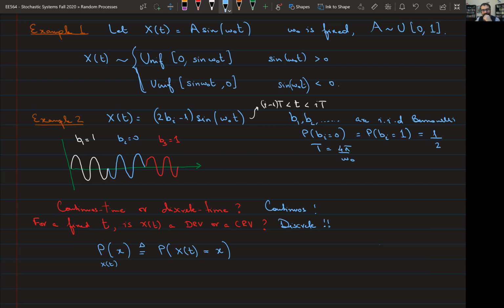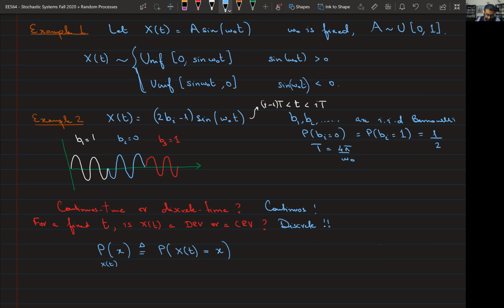Yeah, but x of t does not take plus 1 or minus 1. b can either take plus 1 or minus 1, and that's multiplied by sin omega naught t. Exactly. So the amplitude will be half on the 2 impulses, but the locations on the x axis will be sin omega naught t and minus sin omega naught t.